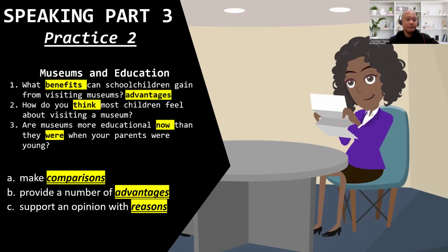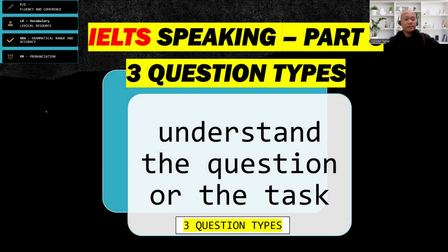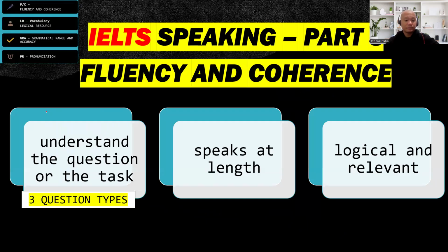First, we have advantages. The first question asks you about the advantages or the benefits. And question number two asks you to give reasons. And question number three asks you to compare two things. Now, this is again criteria number one for fluency and coherence, which is to understand the question or the task.